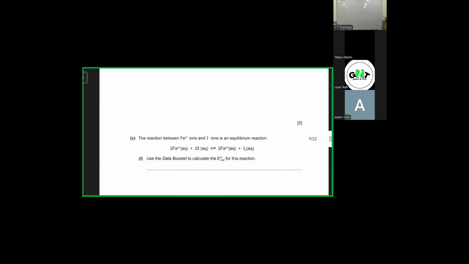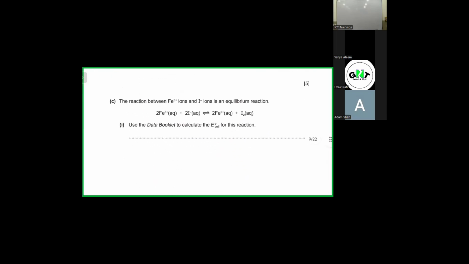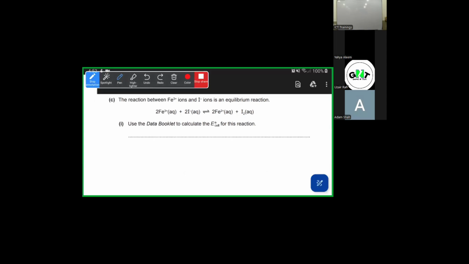This one you can do it. Here we have to find out the E naught of cell. So Fe plus 3 and Fe plus 2. Find an equation in which Fe plus 3 and Fe plus 2 are present. Fe plus 3 plus electron is going to form Fe plus 2.